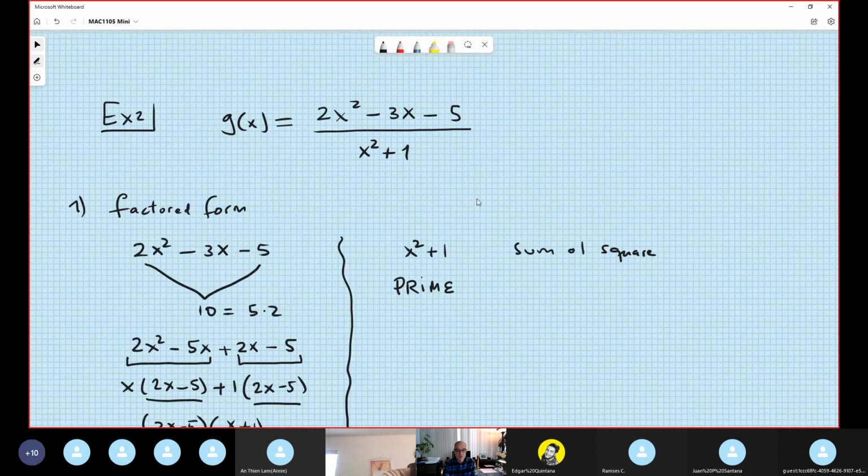Okay, so in step 1, I did the factorization of the top part, 2x minus 5, x plus 1, and I discovered that in the denominator we cannot do anything. We can't do anything.